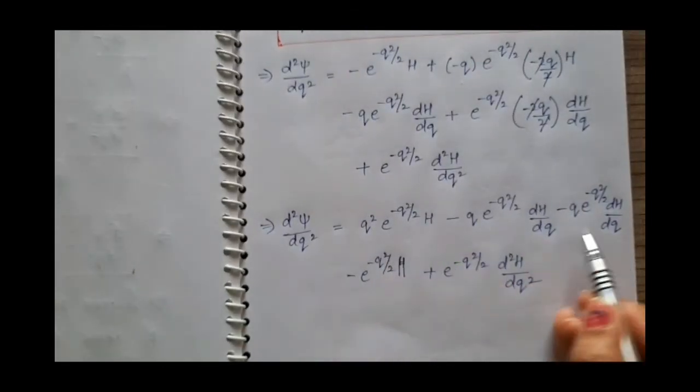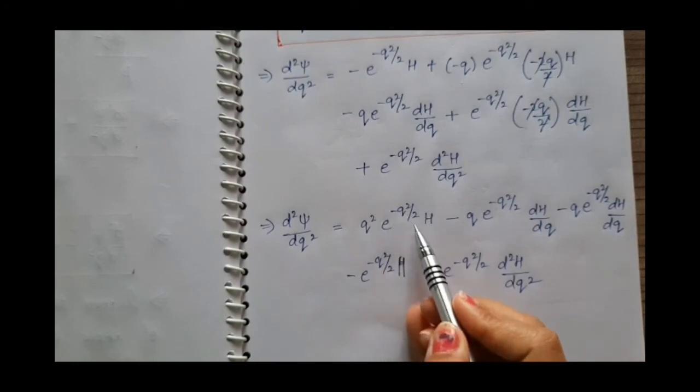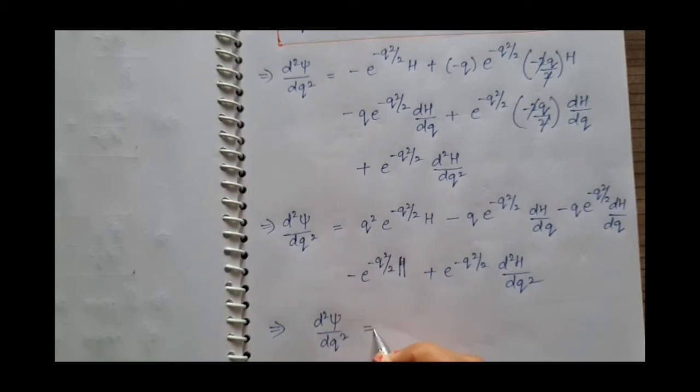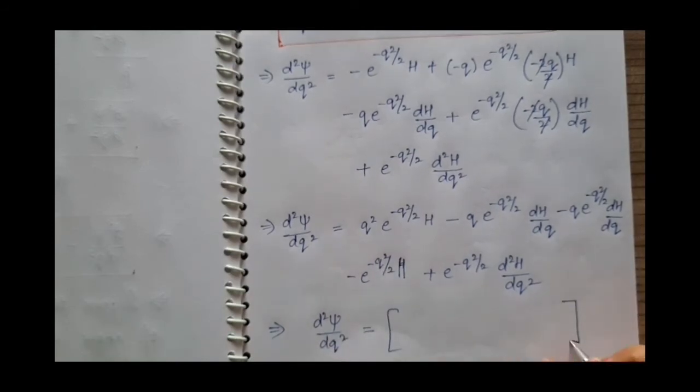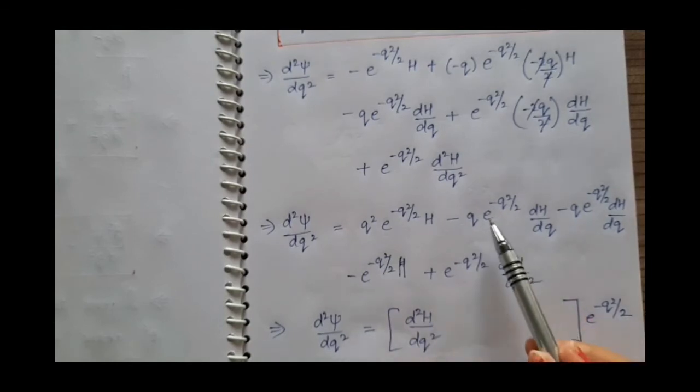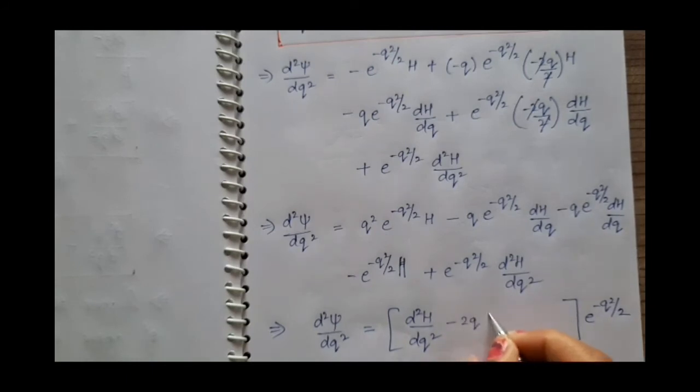So now from all these terms, e raised to power minus q square by 2 is common. So we have d square psi by dq square equal to e raised to power minus q square by 2 common. Inside the bracket we will have d square h by dq square, then this and this will be added. It will be minus 2q dh by dq.